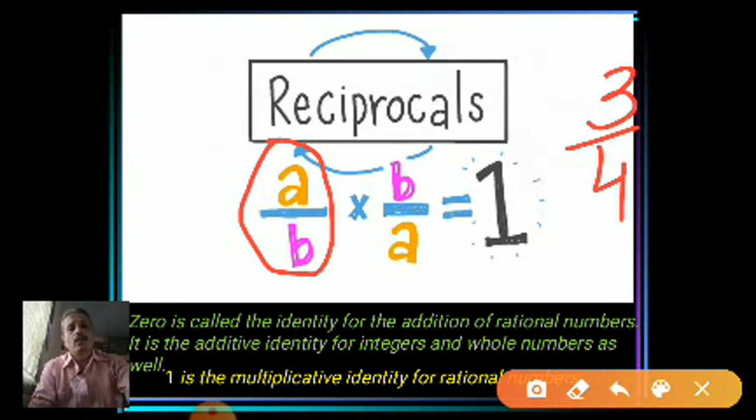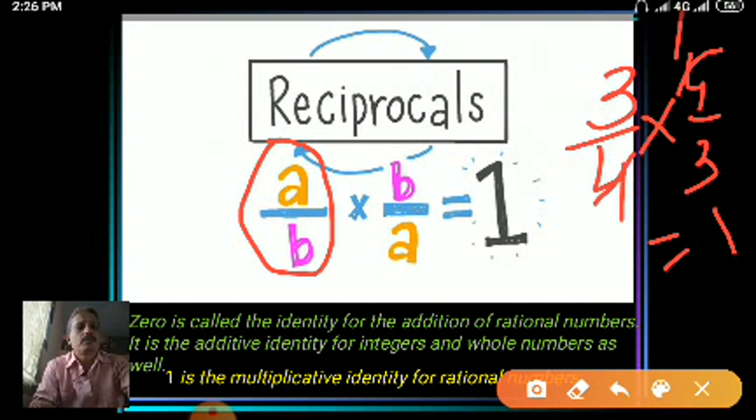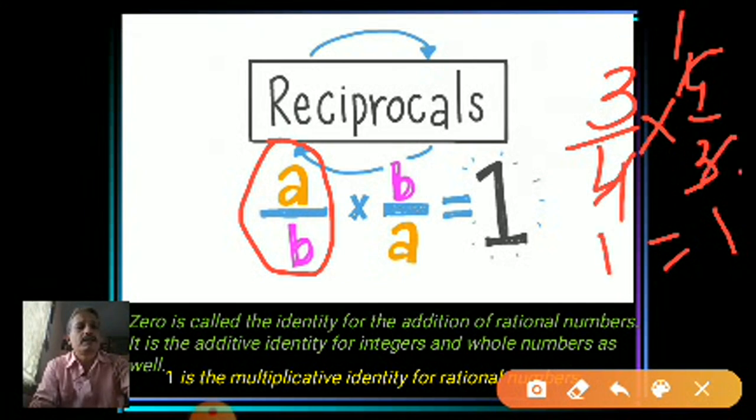And one common property for this: a number and its reciprocal multiplied give 1. So suppose we multiply, the reciprocal of 3 upon 4 is 4 upon 3. Whenever we multiply a reciprocal with a number, we will get the answer 1. How? Very easily. We know that in multiplication, numerators and denominators can cancel. See, like this way. 4 ones are 4, this 4 ones are 4, 3 ones are 3, 3 ones are 3.